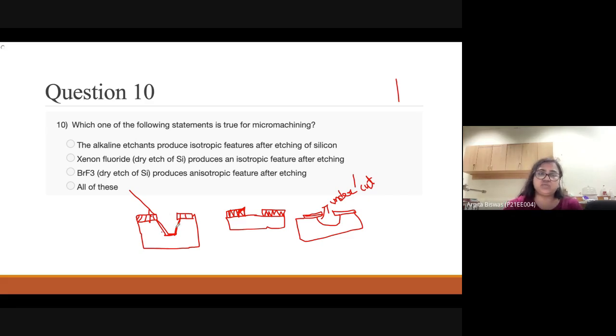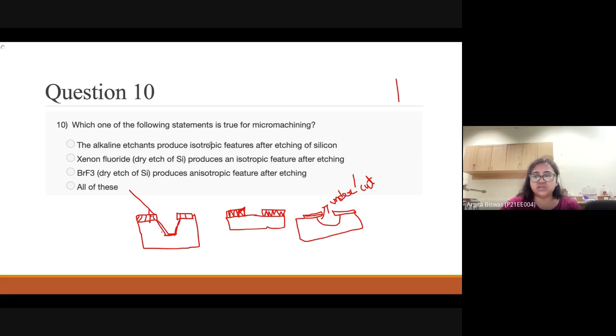Now we will come to the point, the options. The first: alkaline agents produce isotropic features after etching silicon. So do alkaline agents produce isotropic features, or is it the acidic type of agent?